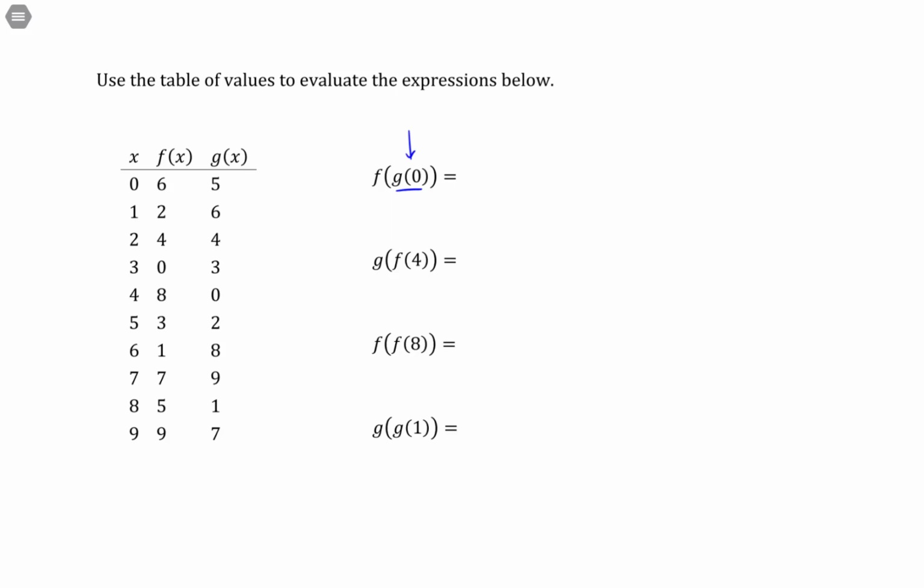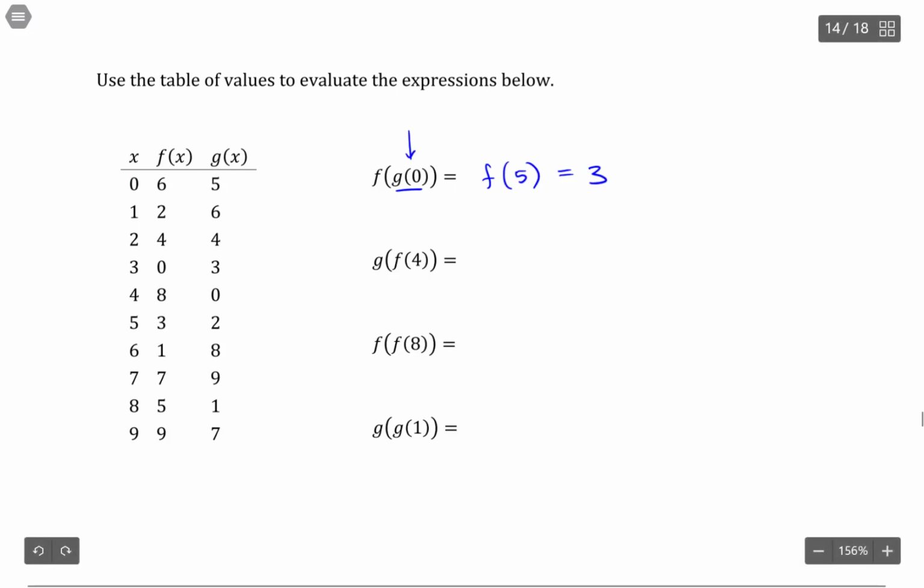So g of 0, here's where x is equal to 0, and g of 0 is 5. So that means I'm going to be evaluating f of 5. So f of 5, if I find where x is 5, and then determine what f of x is at that point, I get positive 3. So my final answer here, for f of g of 0, is positive 3.